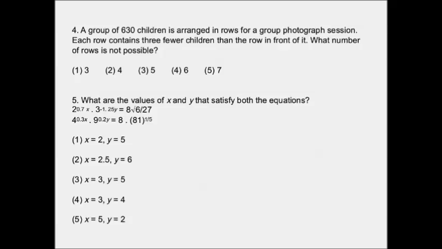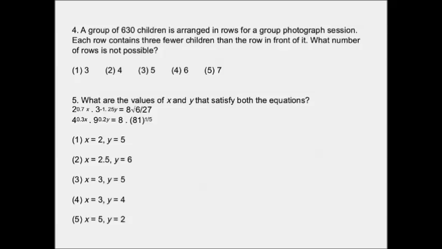A group of 630 children is arranged in rows for a group photograph session. Each row contains 3 fewer children than the row in front of it. What number of rows is not possible? And the question itself says what number of rows is not possible. That means I'll have to check by the options that which of them is not possible. Let's start with the first option.